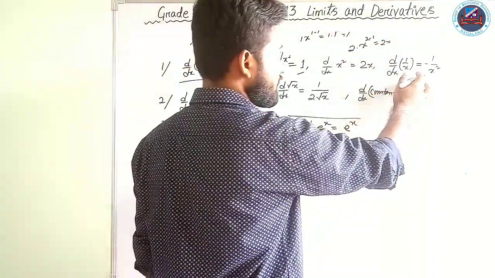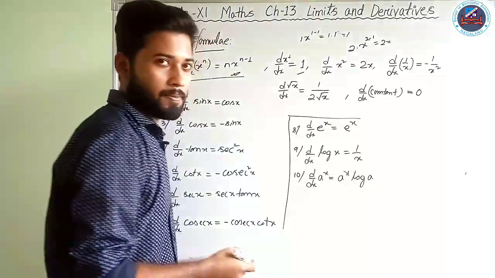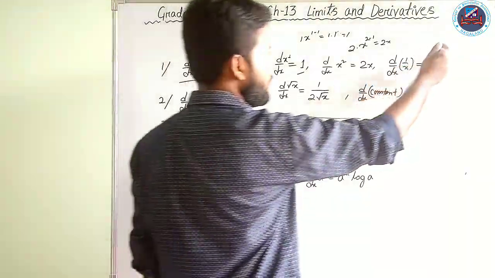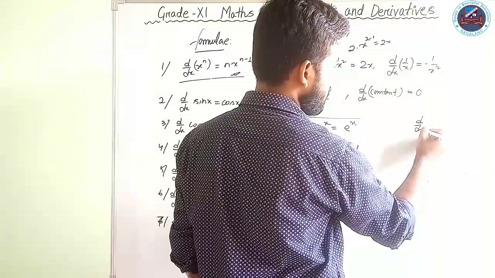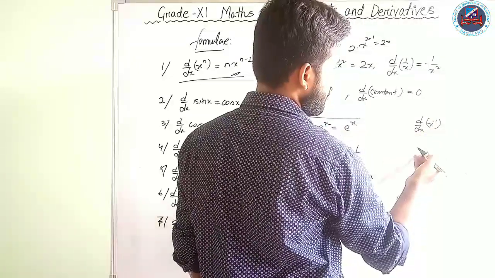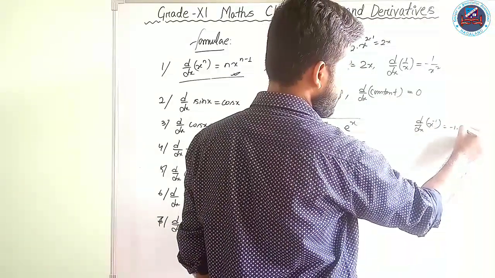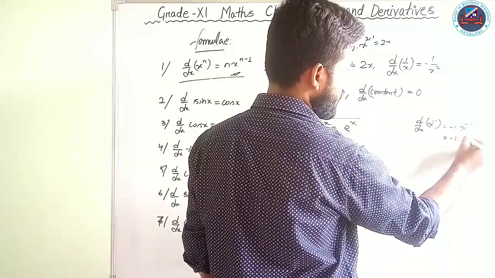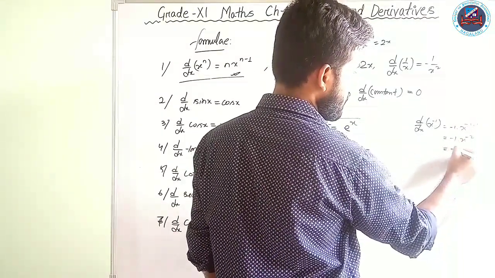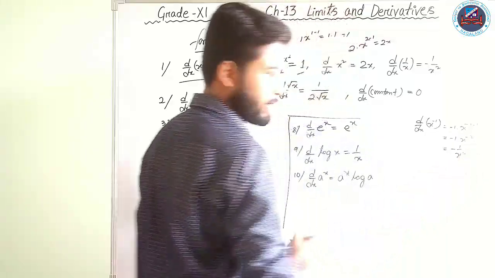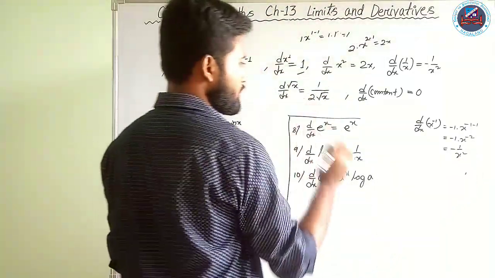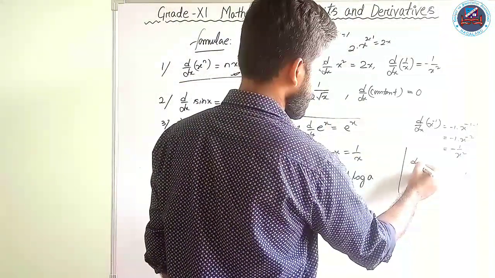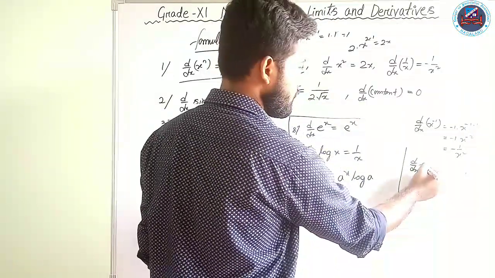Similarly this you can find it using the first principle. Also you can find it like this, d/dx of x to the power minus 1. So it will be minus 1 into x to the power minus 1 minus 1, that will be equal to minus 1 into x to the power minus 2. So this will give us minus 1 by x squared. What about this? This is d/dx of root x, what is root x?